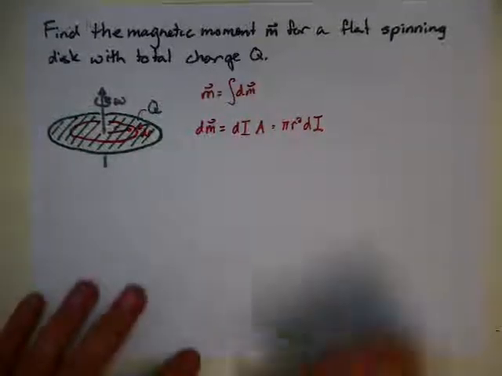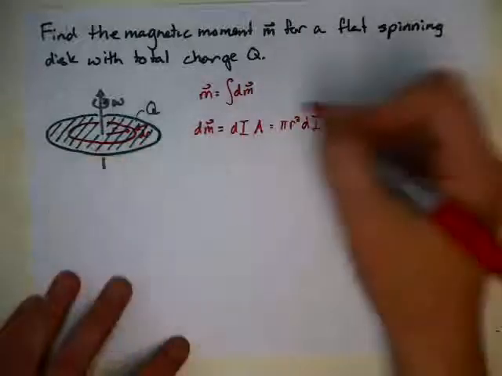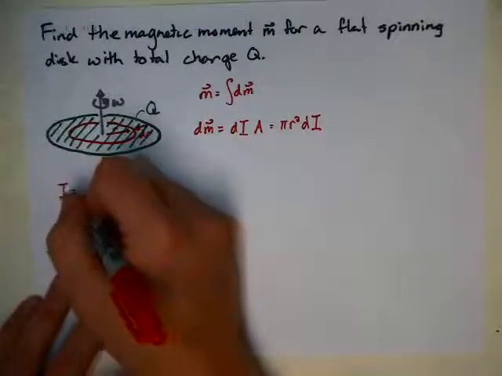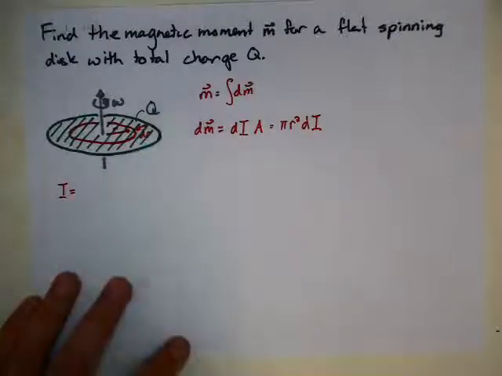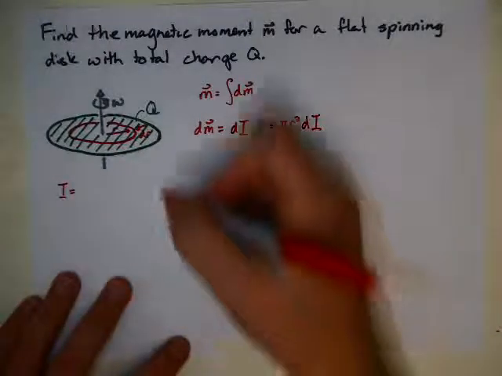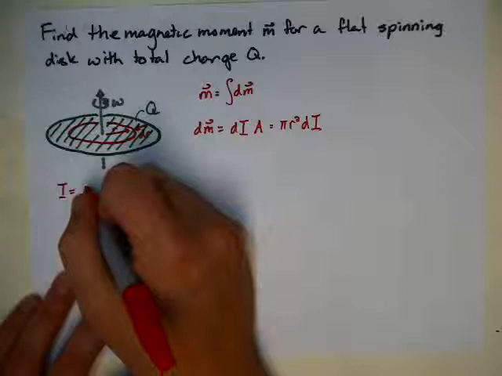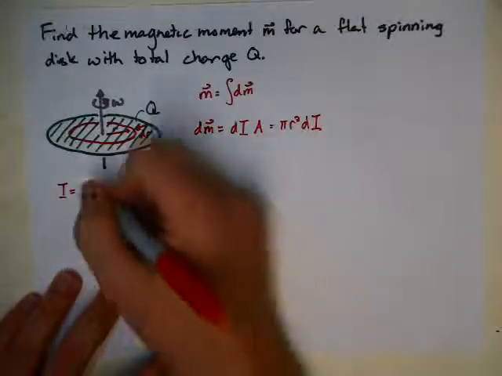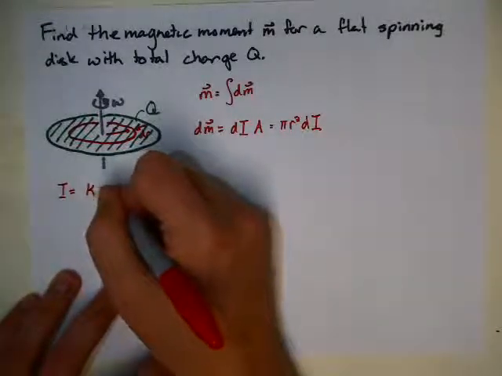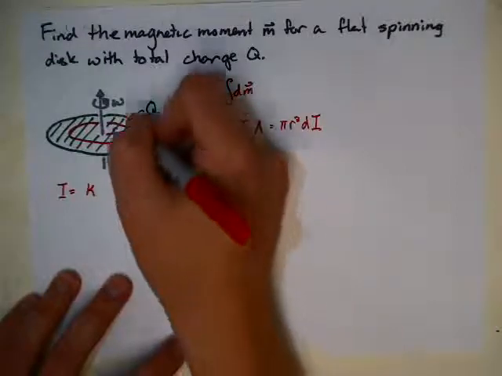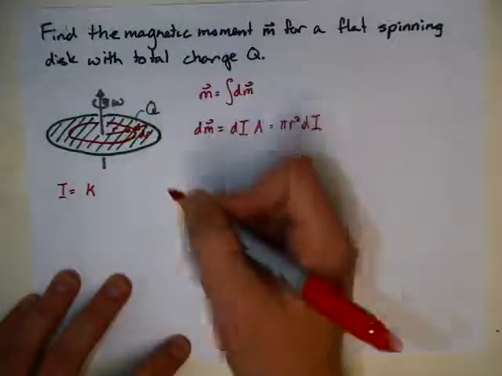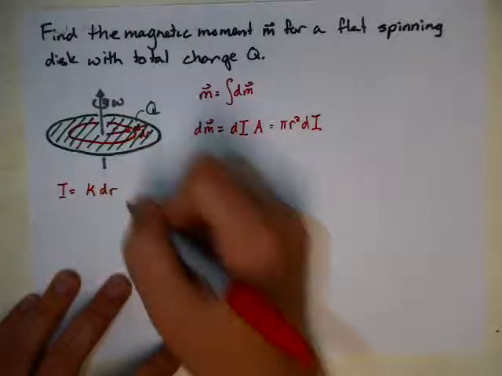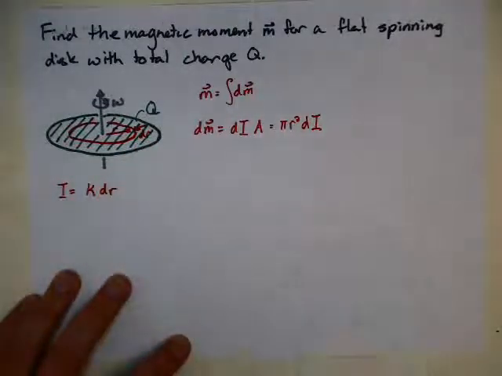For this, we're just going to use the fact that current I is equal to, in this case where we're talking about a flat surface, some surface current density K times some length. The length we're going through, from there to there, is dr. So di is K dr. Now we have to figure out what K is.